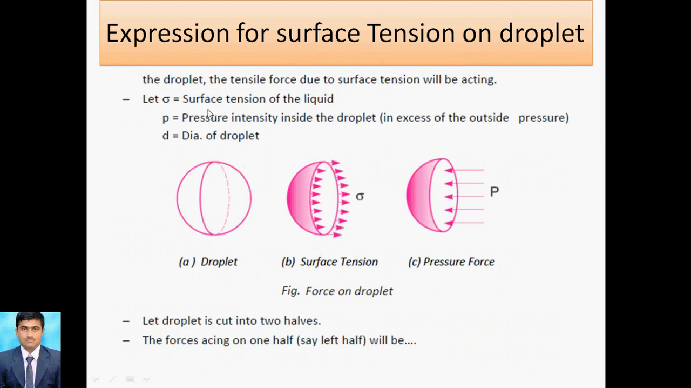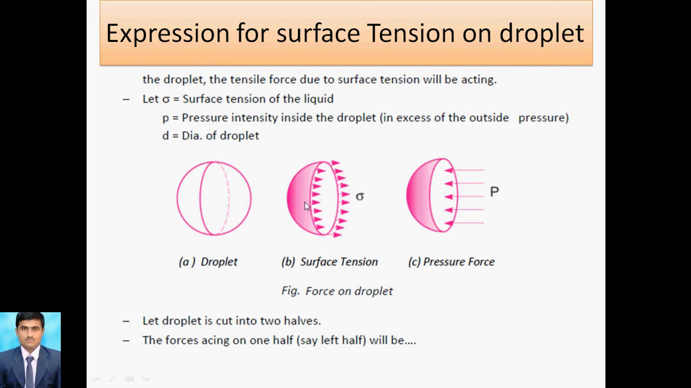So first of all, we know that sigma is nothing but surface tension. Surface tension phenomena occur whenever two immiscible liquids are present, or a liquid is in contact with gases, right? P is nothing but the pressure intensity inside the droplet. So here we consider a droplet and we have to divide it into two parts.